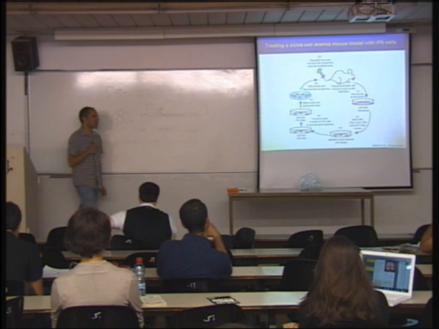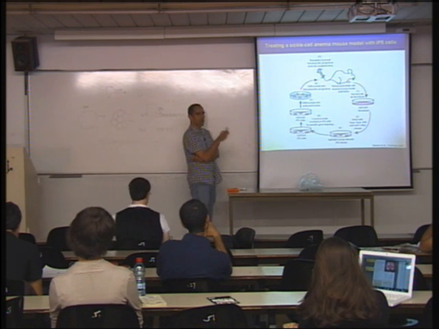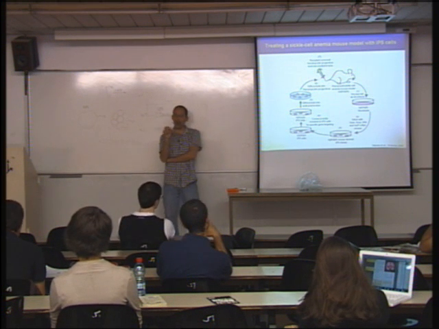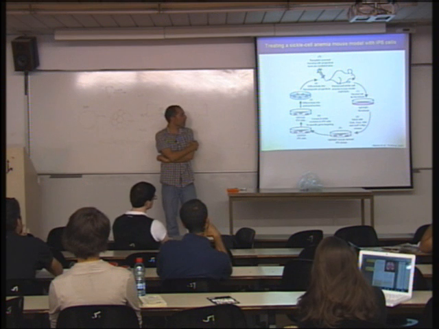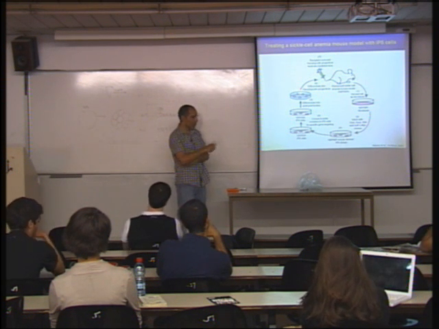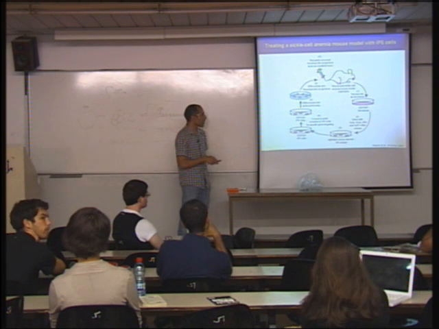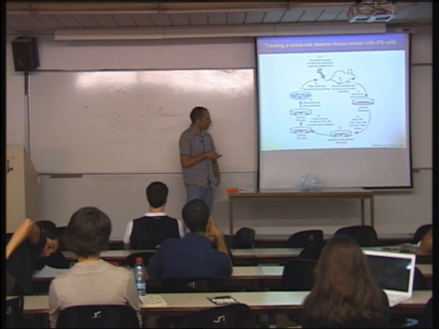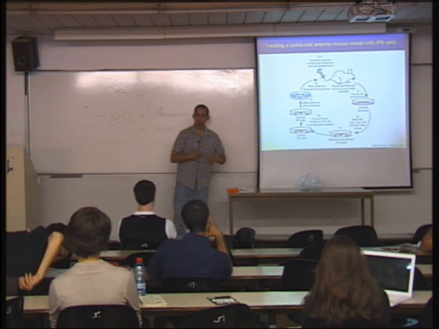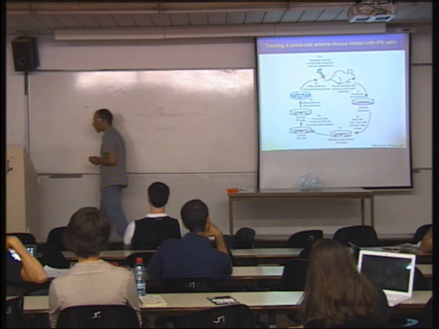Now they've done the important part, which is they genetically corrected the mutation. Okay, they replaced the mutated gene with a wild-type gene. So now they have, instead of mutant iPS cells, wild-type iPS cells that were derived from the original mouse.